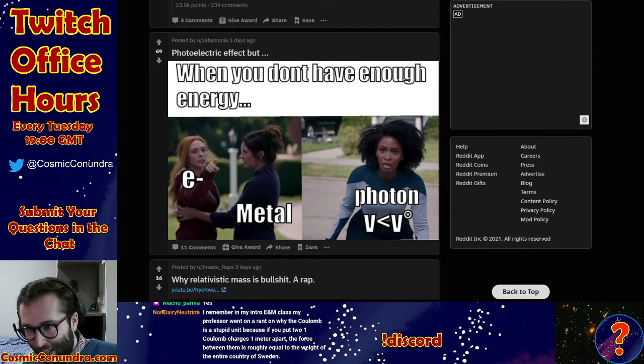You remember in your intro E&M class, your professor went on a rant about why the Coulomb is a stupid unit, because if you put two 1 Coulomb charges 1 meter apart, the force between them is roughly equal to the weight of the entire country of Sweden. Yeah, it's a pretty stupid unit. In a way, it's not as bad as the amp, which is a stupidly large unit because the Coulomb is stupidly large.